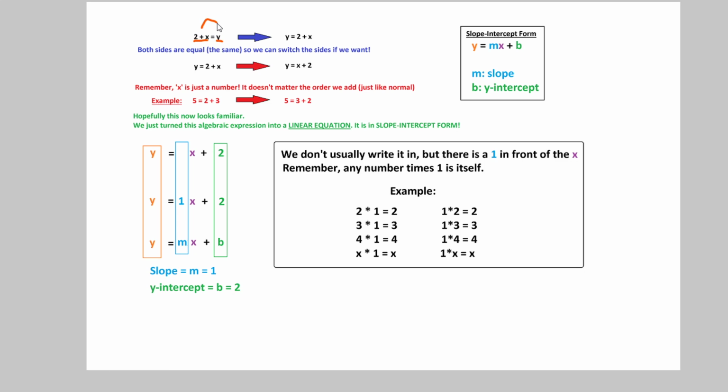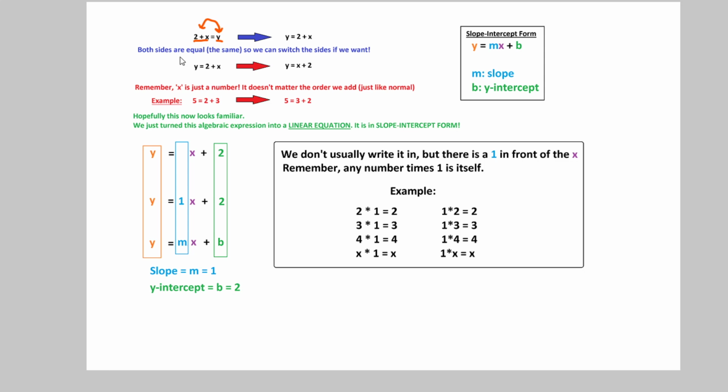So we can switch the y and the 2 plus x. So we can put the y over here if we want to, and the 2 plus x. So I'm going to do that, and I'll show you why in a second. Because now we have y is equal to 2 plus x.